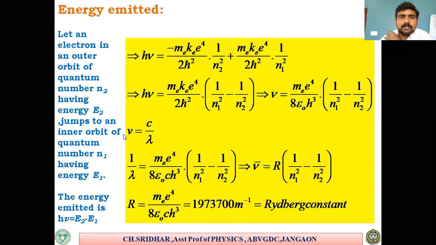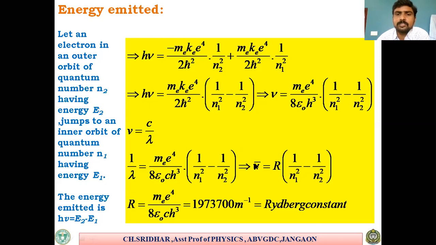So this is the relation from the velocity and frequency relation. So nu is equal to c by lambda, and if you write for 1 by lambda, this will be 1 by lambda is equal to nu by c. So this is the value of nu, and we are dividing this nu by c. So Me into e to the power of 4 divided by 8 epsilon naught into c h cube into 1 by n1 square minus 1 by n2 square, and this 1 by lambda, the reciprocal of the wavelength, is defined as the wave number.